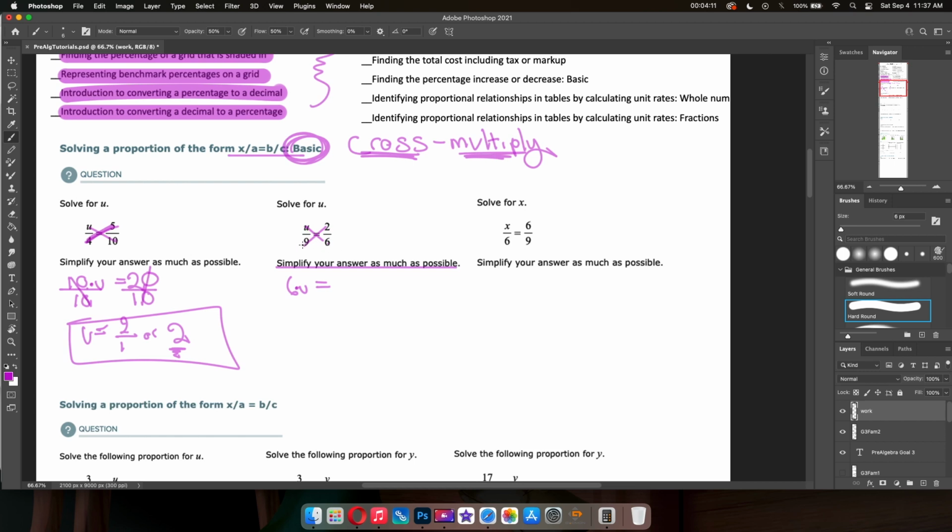So U times 6, 9 times 2 is 18. Opposite of multiplication is the next step.